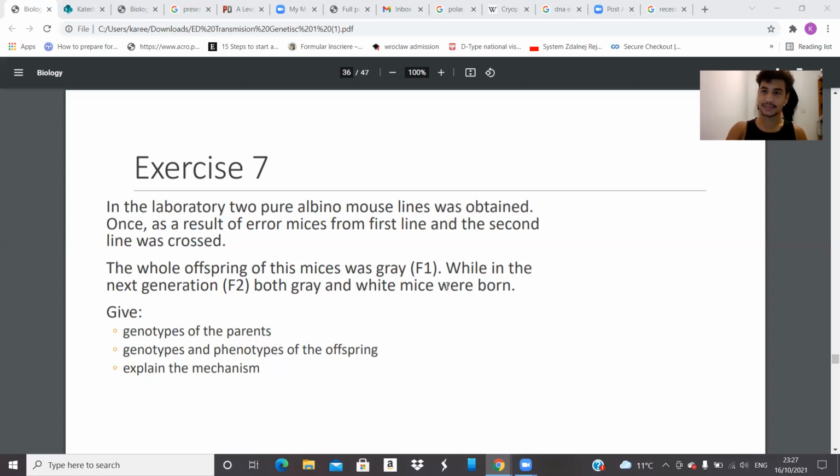So that's what matters. Sorry, you didn't finish. Genotypes of the parents, that would be like so.